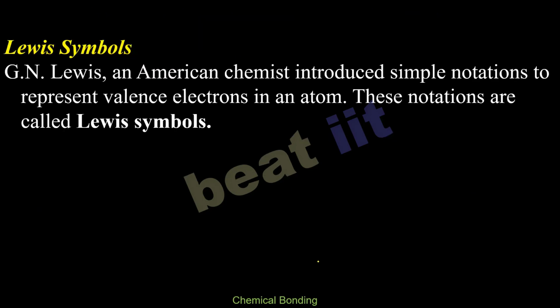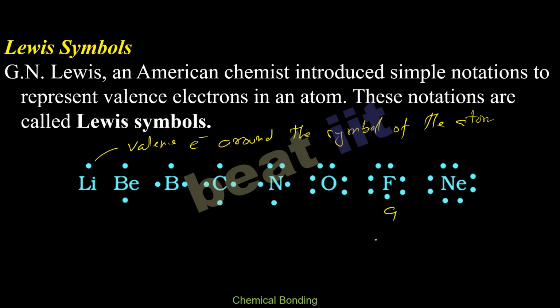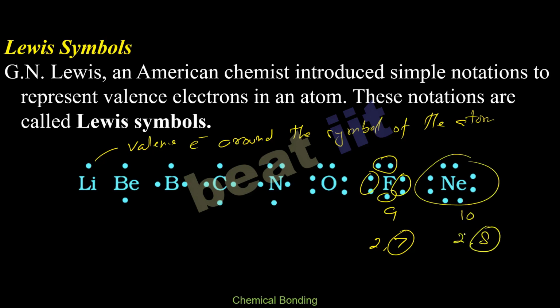Lewis symbols are simply the number of valence electrons around the symbol of the atom. So for example, if I consider fluorine, atomic number is 9, configuration will be 2, 7. So 7 valence electrons, 1, 2, 3, 4, 5, 6, 7. Neon, atomic number 10, configuration 2, 8. So it already has its octet complete.